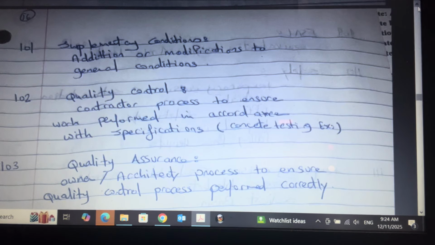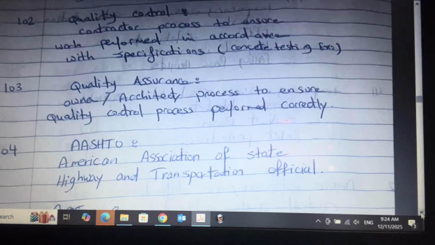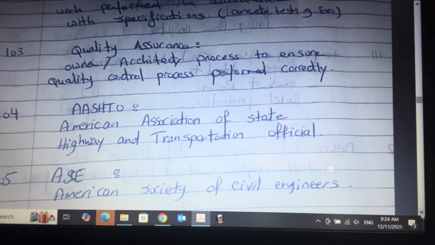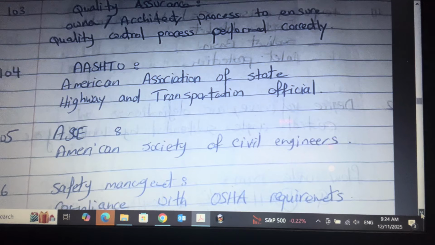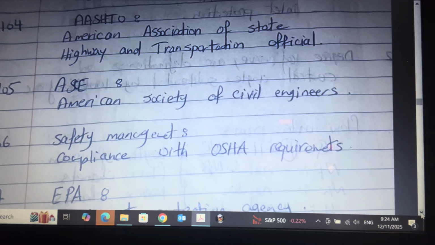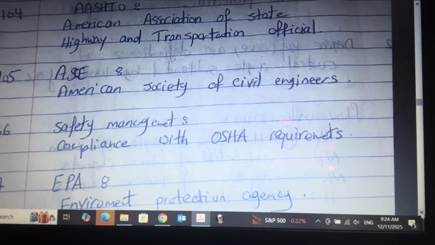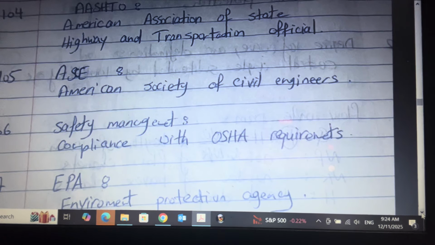Quality control is a contractor process to ensure work is performed in accordance with specifications. Concrete testing is an example. Quality assurance is an owner and architect process to ensure the quality control process is performed correctly, and we know that the quality control process is a contractor process. AASHTO is the American Association of State Highway and Transportation Officials.